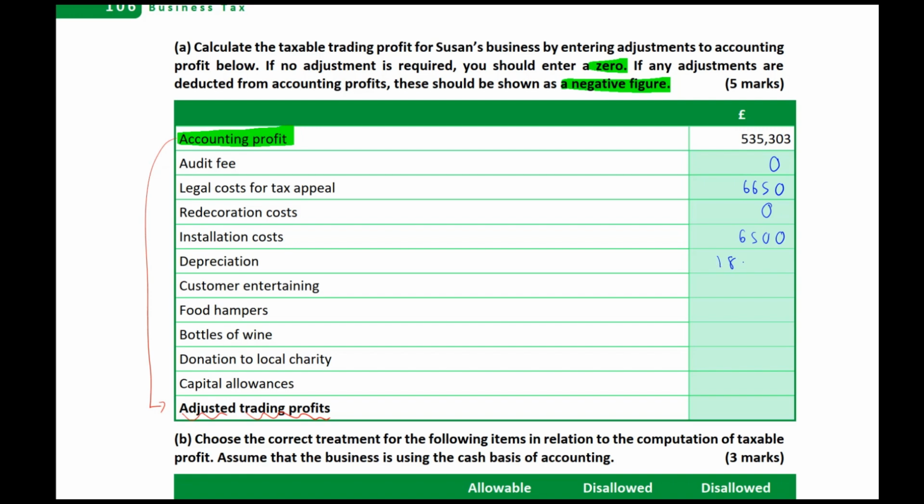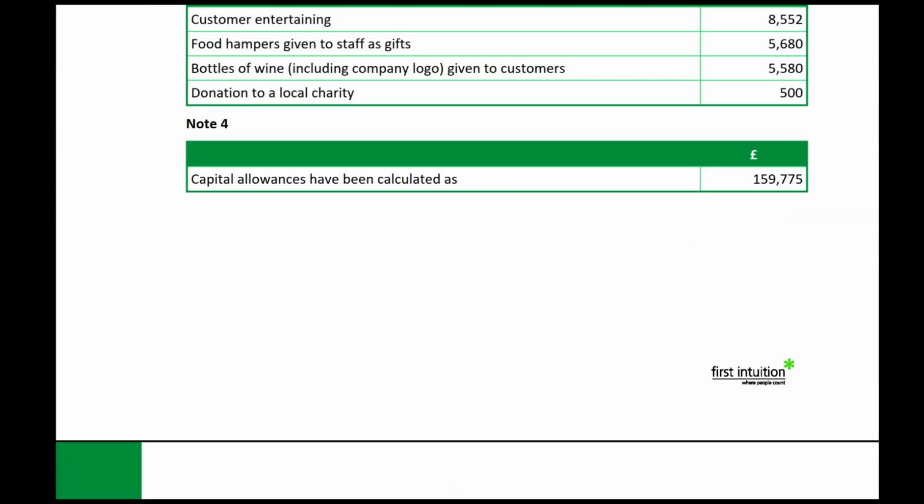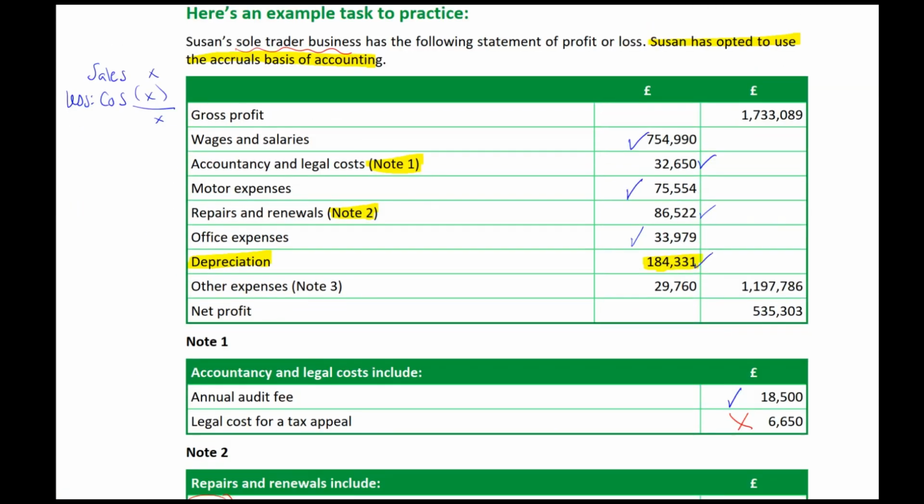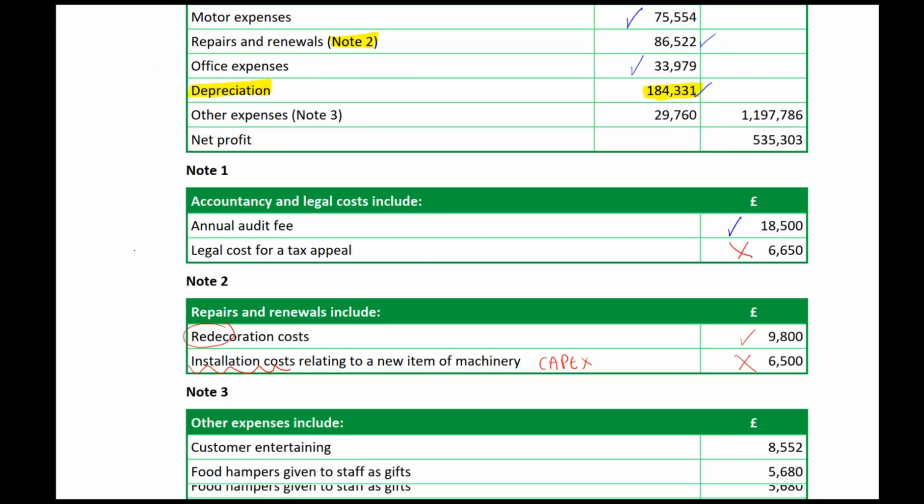Maybe not in this question, but oh yes, we have got some capital allowances, just spotted them down on the bottom. Good. Okay, so we'll put capital allowances in instead of depreciation. That's that one. So I've done that one. Other expenses, note 3. Let's go there.